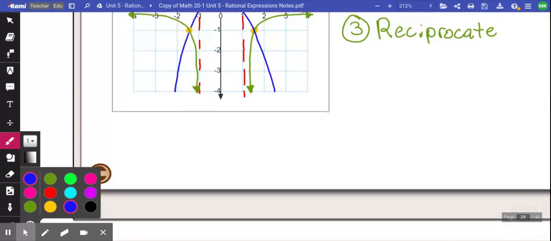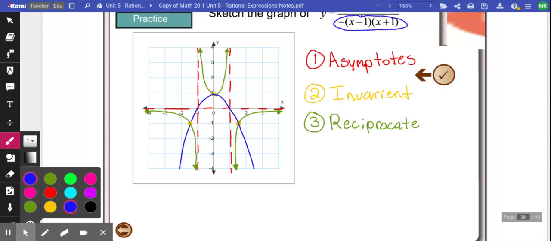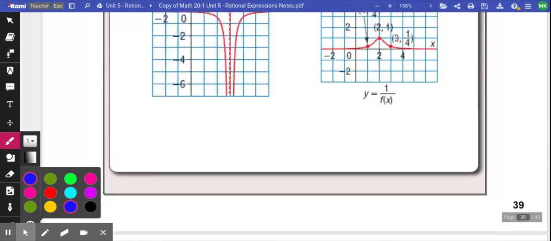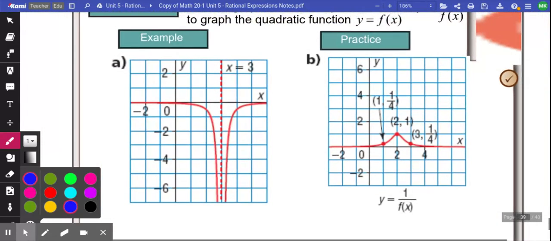All right, that's it. That's reciprocating graphs. You can unreciprocate things too. Okay, so we'll look at a couple examples of how you could unreciprocate a graph to get the original quadratic or the original linear equation. So if you look at these two, we're going to try to unreciprocate them. To unreciprocate them, we're just going to work backwards.